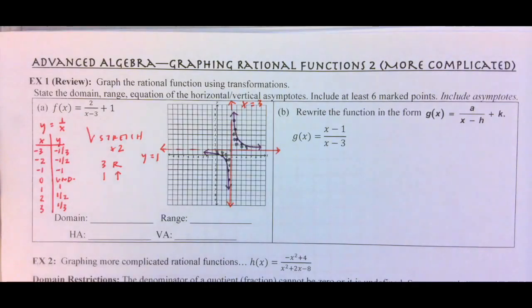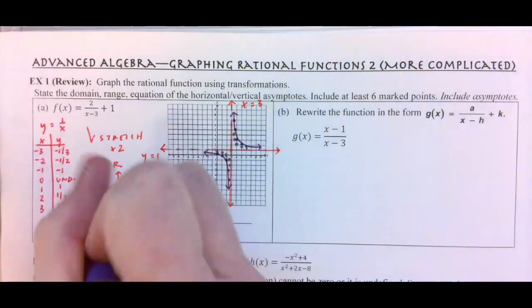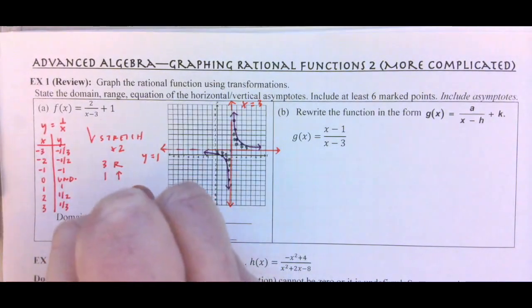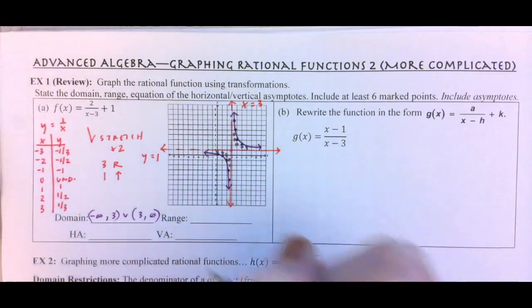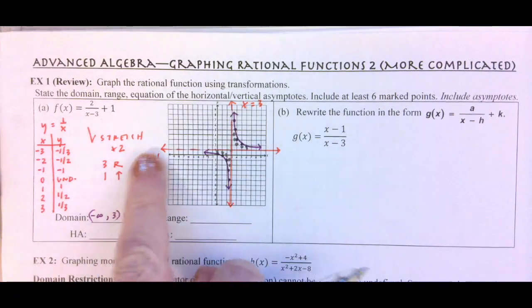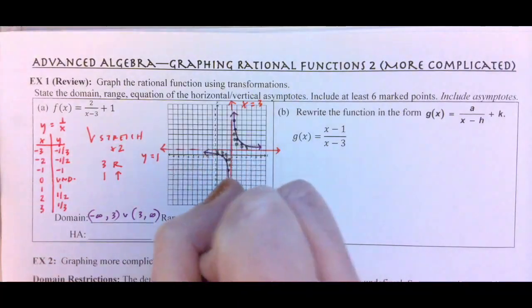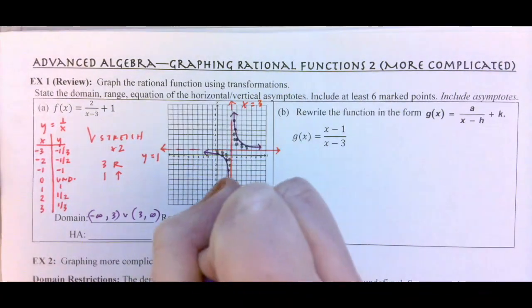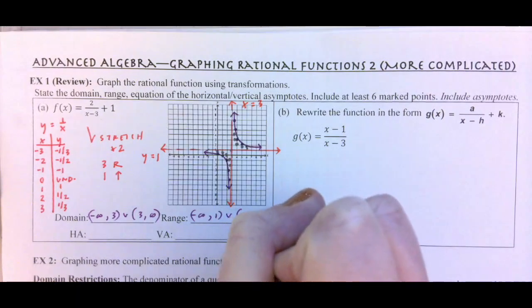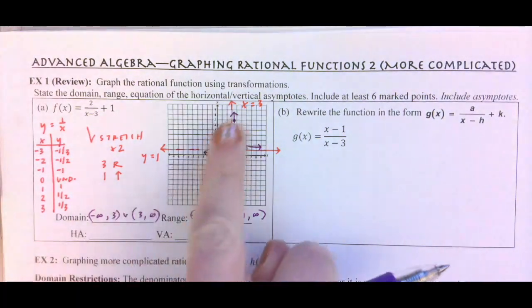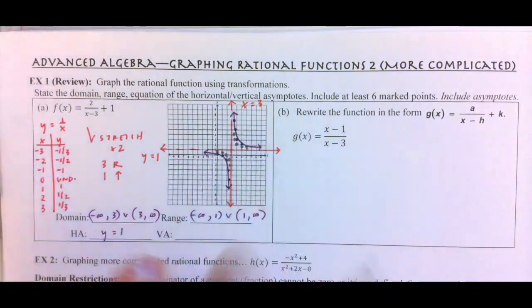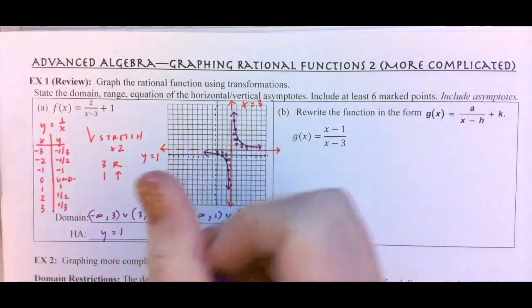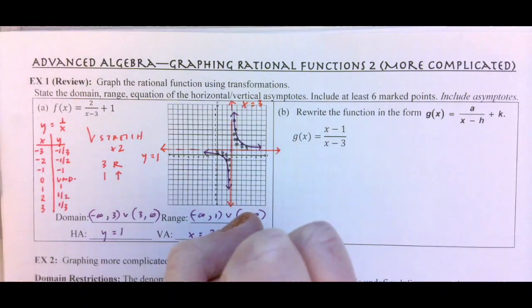My domain, really anything except for where I have an x value of 3. So -∞ to 3, union 3 to infinity. Okay, my range, really anywhere except for where y is 1. So -∞ to 1, union 1 to infinity. My horizontal asymptote here, right, is y equals 1. My vertical asymptote here, x equals 3.